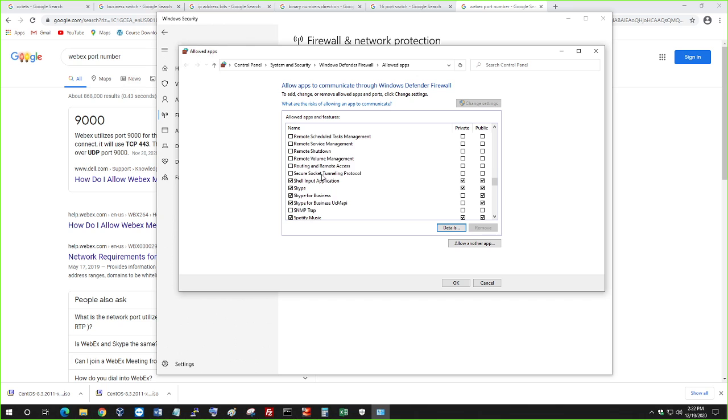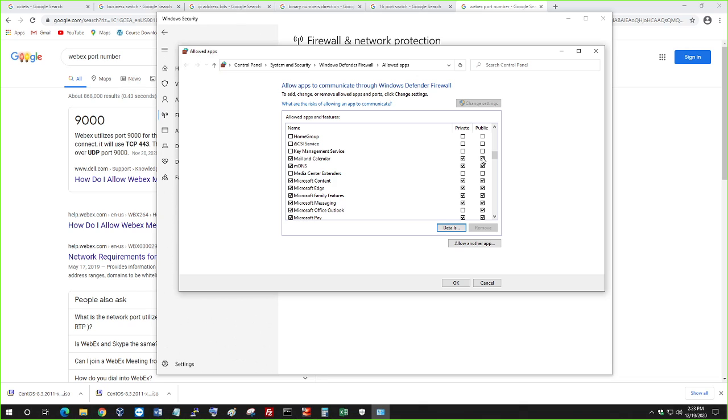So let's see here. I'm not sure what it is. I thought the WebEx would be listed here, but it's not listed. Maybe its name is something else. Can you describe the difference between what happens with private and public? Which ones do you check out?